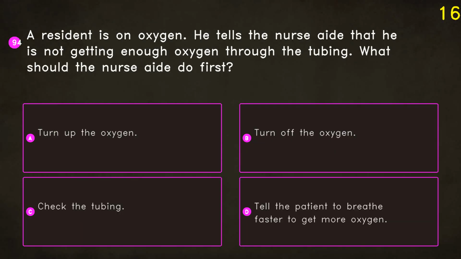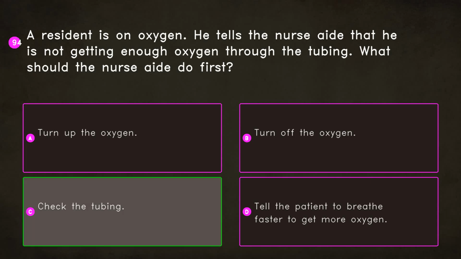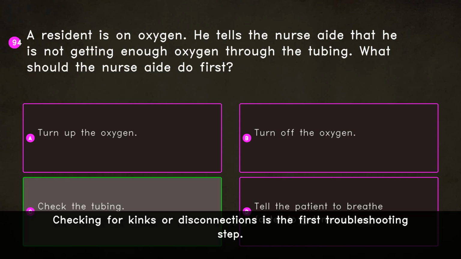Question 94. A resident is on oxygen. He tells the nurse aide that he is not getting enough oxygen through the tubing. What should the nurse aide do first? A. Turn up the oxygen. B. Turn off the oxygen. C. Check the tubing. D. Tell the patient to breathe faster to get more oxygen. The correct answer is check the tubing. Checking for kinks or disconnections is the first troubleshooting step.